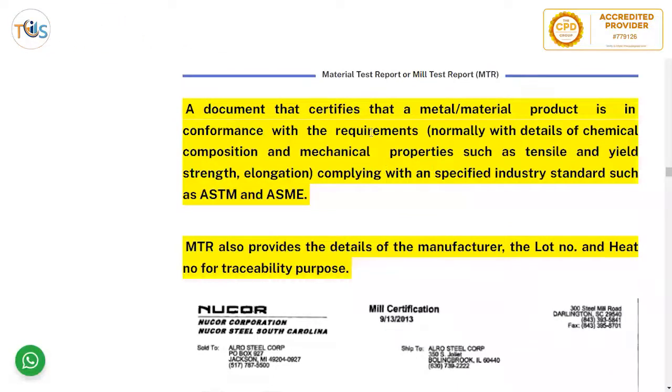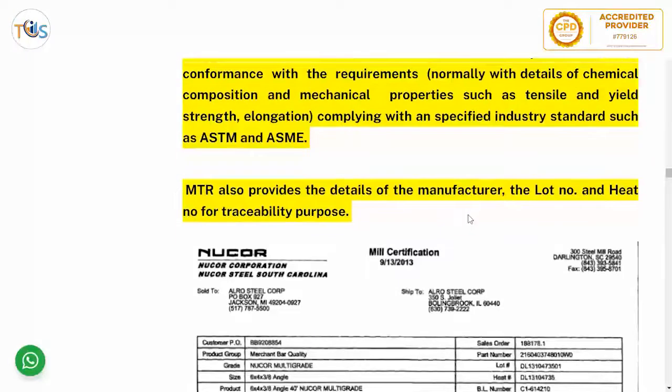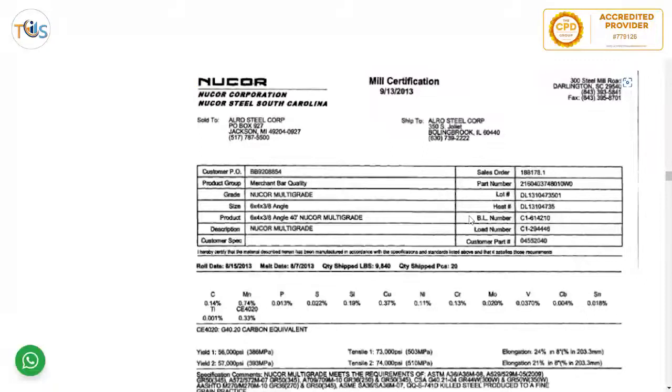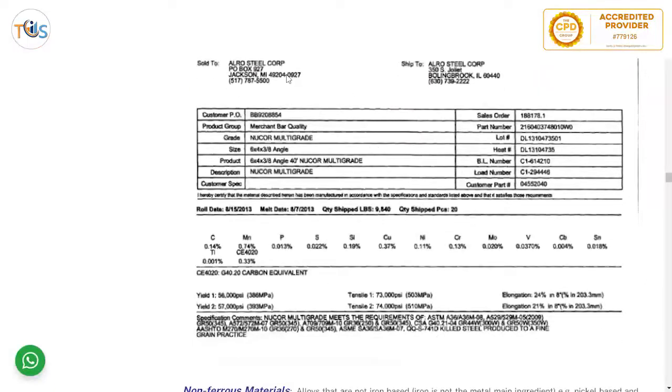A mill test report is a document that certifies the material, a product, is in conformance with the requirements. So for example, it is as per ASTM or ASME so and so. So the MTR provides the detail of manufacture, lot number, heat number, and traceability. This is a sample one.